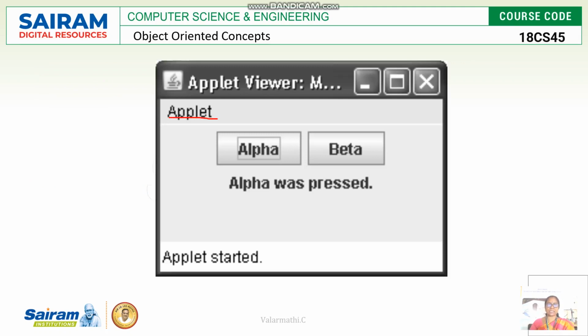This is the applet window. It is now in the started mode, because once it is initialized, it will be in the started mode, and there are 2 buttons, the alpha button and the beta button. At present, the alpha button is pressed, so it shows the message alpha was pressed. Okay, this is the one example program.